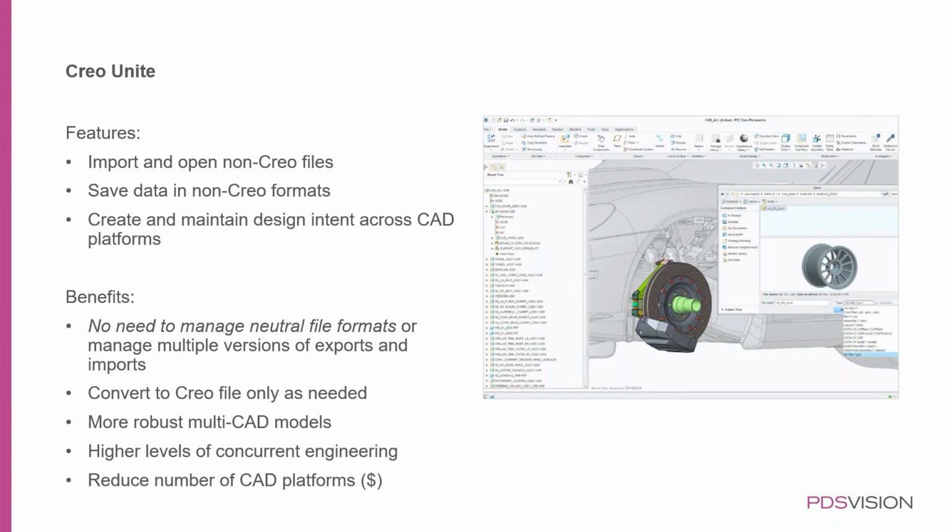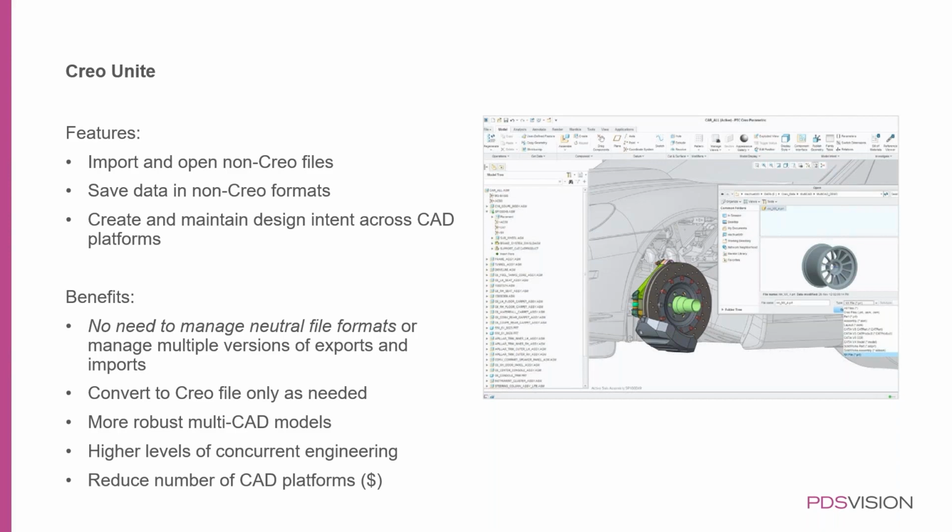All right, so all that aside, I'm going to start talking about Creo Unite. This is a tool that has been around for several years at this point, and what it allows you to do is import and open non-Creo files, save data in non-Creo formats, so you can bring in a SolidWorks file, make a change, and save it back out as a SolidWorks file.